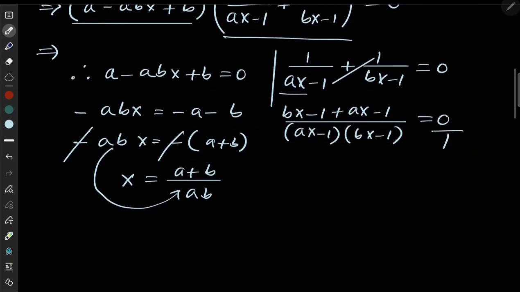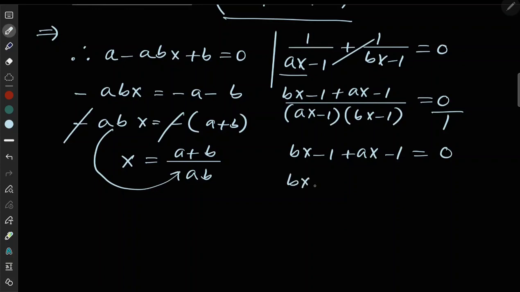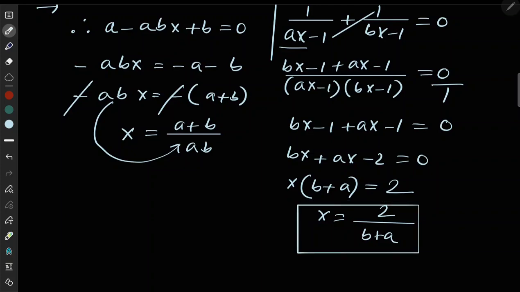When we cross multiply this, 1 will multiply this and 0 will multiply this number. bx minus 1 plus ax minus 1 equals 0. Next, bx plus ax minus 2 equals 0. Common x, b plus a, and we have to change the sides: 2 is equal to 2, x equals 2 by (b plus a). This is the answer of this equation.